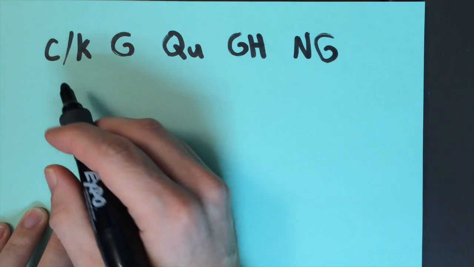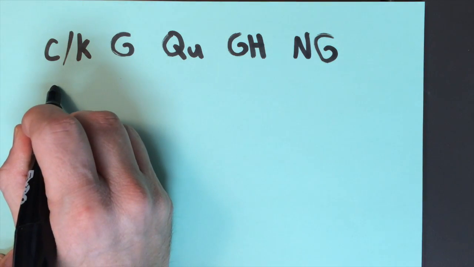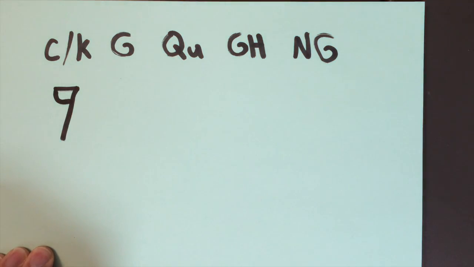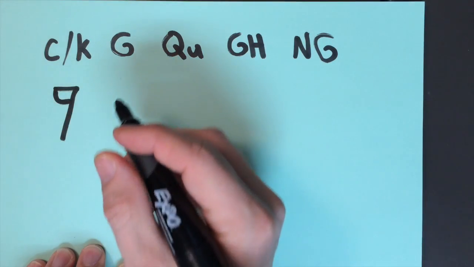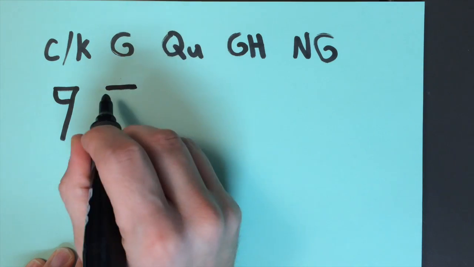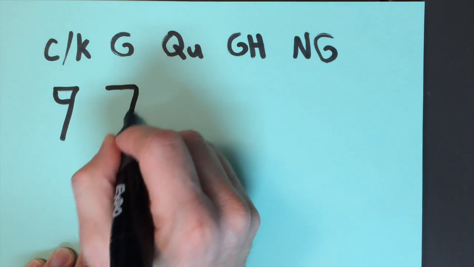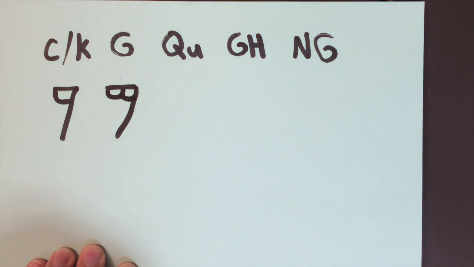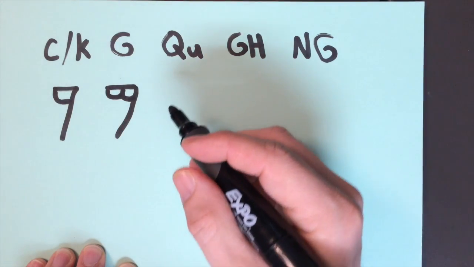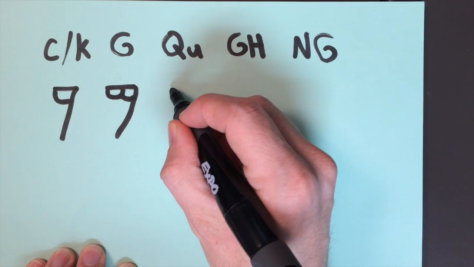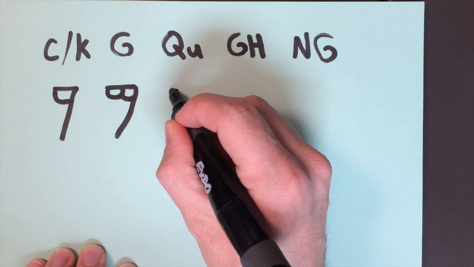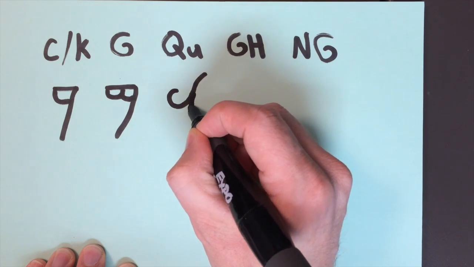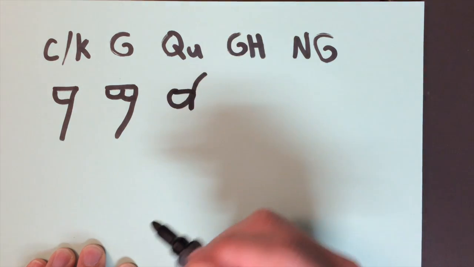To make the K sound, you draw it like this. Over, down, and then loop it back like this. To make the G, you go over, make it a little bit longer than this. Come down, and then you're going to do a loop and a loop. Now to make the Qu sound, we're going to draw this, like we did in the last video. Come down a little bit and then go over.